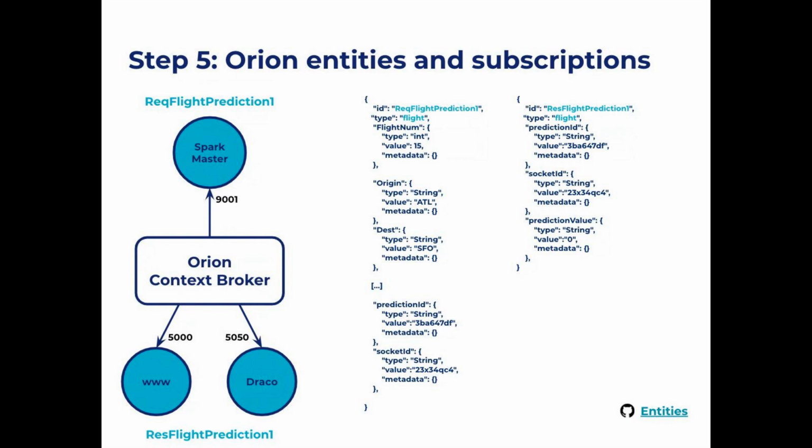The resulting stream of prediction response objects, we send to Orion using the Orion sink. So any component that is subscribed to this entity where we store the prediction results can receive it, can be notified that there's a new result for a prediction.